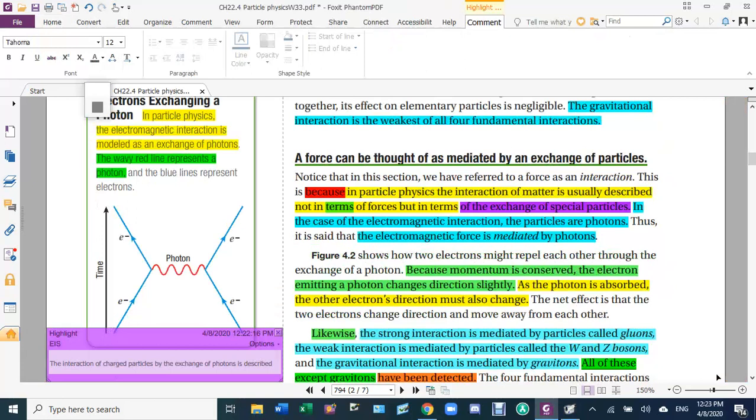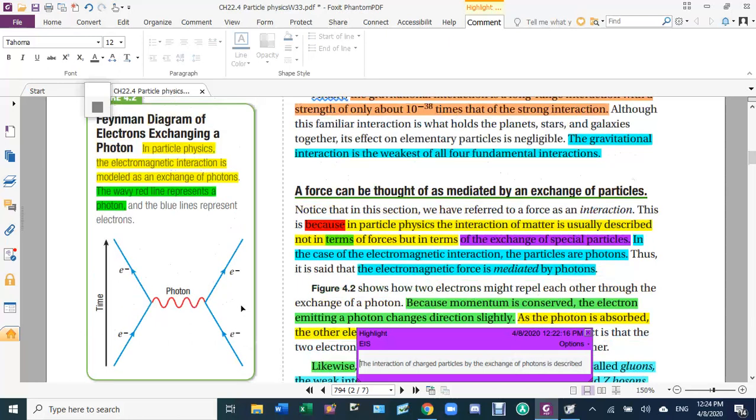Now we are going to study how a force can be thought of as mediated by an exchange of particles. In this section, we have referred to a force as an interaction. This is because in particle physics, the interaction of matter is usually described not in terms of forces, but in terms of the exchange of special particles. In the case of the electromagnetic interaction, the particles are photons. This means the electromagnetic force is mediated by photons.